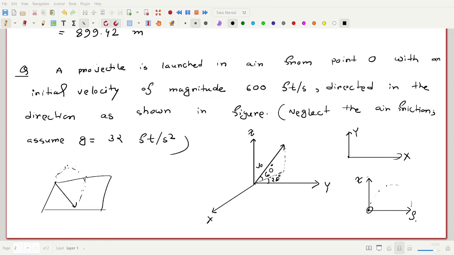The brass is thrown from the origin with an angle of 60 degrees with the horizontal axis, which is lying on the xy plane, and this horizontal axis makes an angle of 20 degrees, as shown in the figure, with the y axis. Okay, is the situation clear?